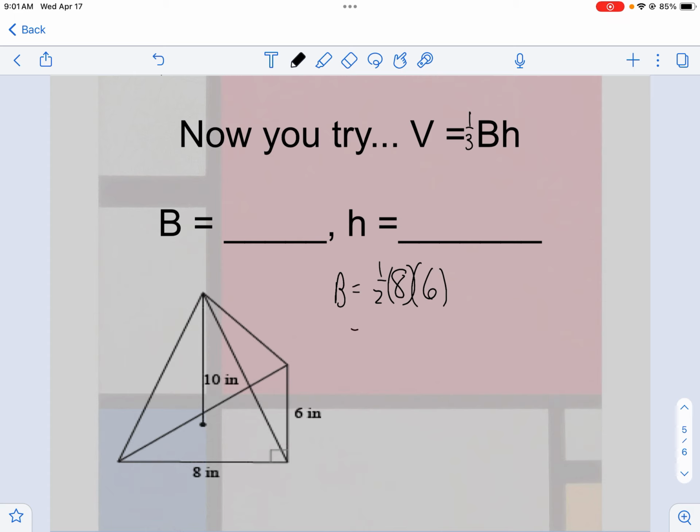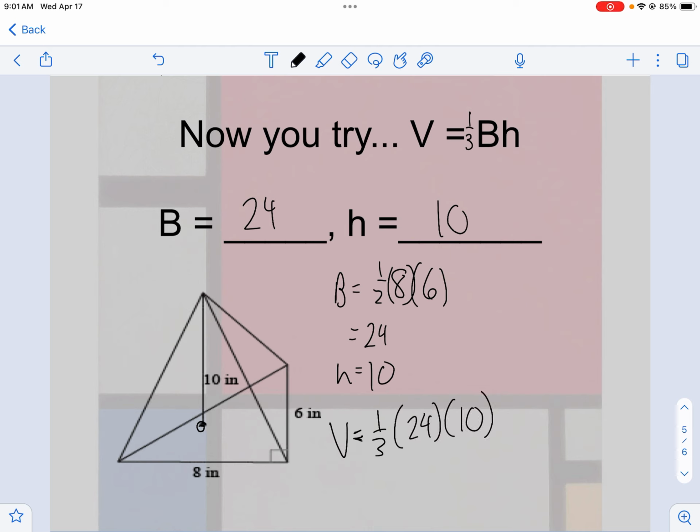1/2, 8 times 6 is 24. That's the area of my base. And then my height is going to be the point to the vertex, and that's 10. Okay, so if I have a base of 24 and a height of 10, I'm going to have a volume that is 1/3 of the base 24 times the height 10. That's 240 divided by 3, which comes out to be 80 inches cubed.